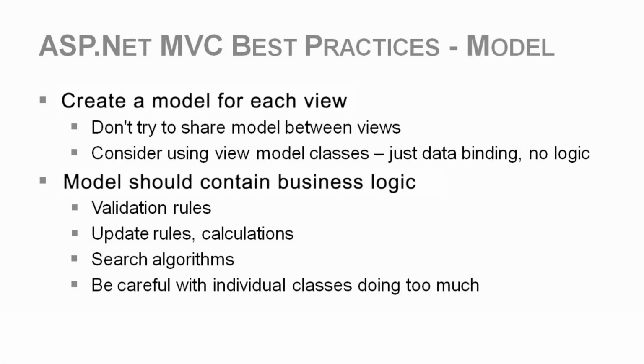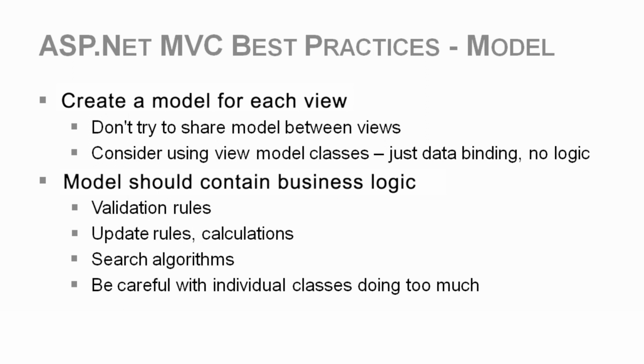So for the model, consider creating a model for each view. Don't try to share a model between views. What inevitably happens is one of the views expands, adds a feature, and changes the model. So the model is no longer appropriate for the other view, and you may or may not remember that the other view is using the same model, and you may end up creating a bug because of that. And at that point, you'll end up having to create the second model anyway. So just creating a model for each view will probably save you some time there.